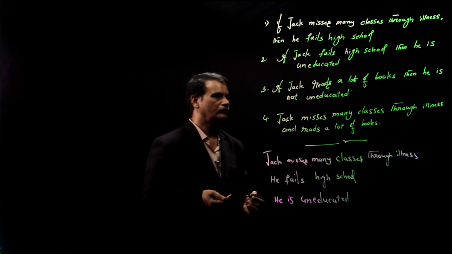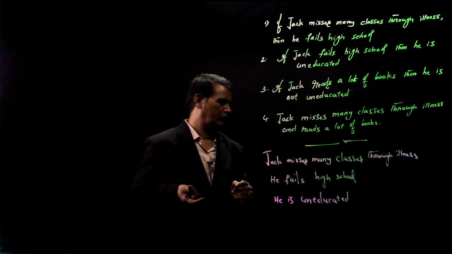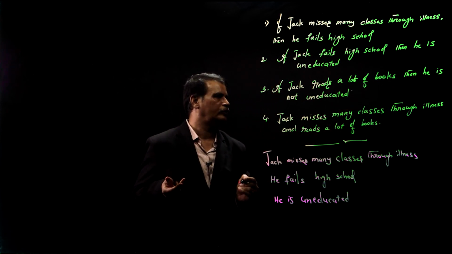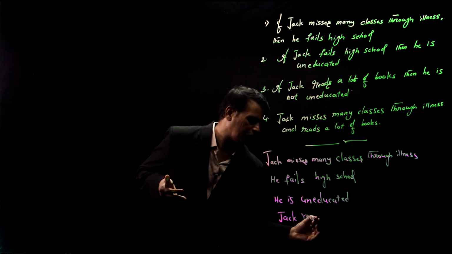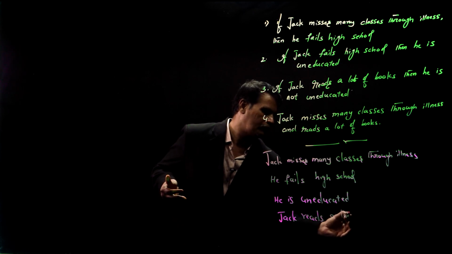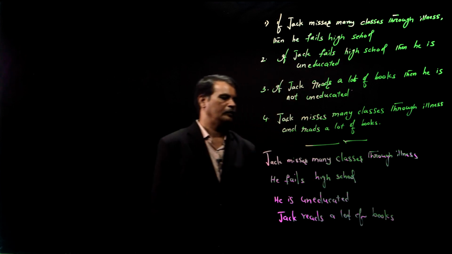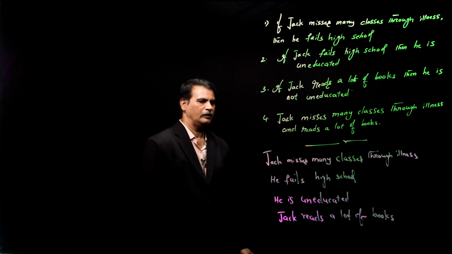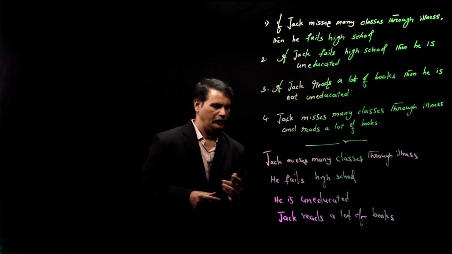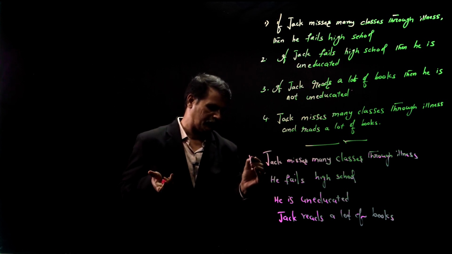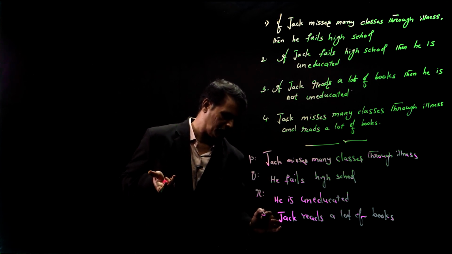Next, coming to the third sentence: if Jack reads a lot of books. Jack reads a lot of books is a different sentence. So, there are 4 different sentences. By using these 4 different sentences, the remaining has to be formulated. Now I can give names for these. This is statement P, this is statement Q, this is statement R, this is statement S.